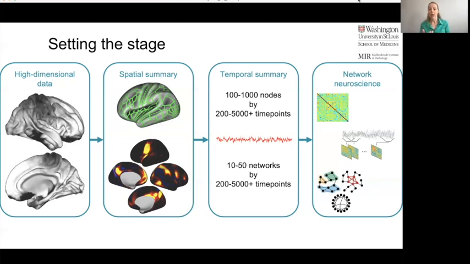And then once we have that, we have all of the ingredients we need to do our network neuroscience analysis, whether that's looking at all of the connections in the connectome as a whole, looking at changes in the edges dynamically over time, or looking at topological summary features of our graph. The focus of this talk is on the spatial summary step. And as you can tell, this is really the foundation of all of the subsequent steps in our network neuroscience analysis. So it's really, really important to get the node definition for a network neuroscience analysis right.